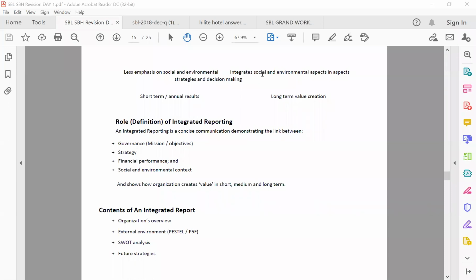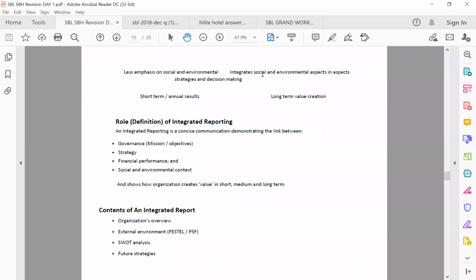Okay, so we were discussing that an integrated reporting is a concise communication demonstrating the link between governance, mission and objective, strategies, financial performances, and social and environmental context. Basically, the integrated reporting is the connection between the different aspects of the society. Now, these aspects normally include the society as a whole, which includes the financial performances, as well as the social and environmental performances, as well as the governance strategies, and so on and so forth.